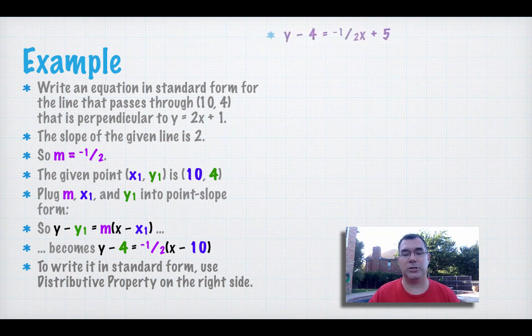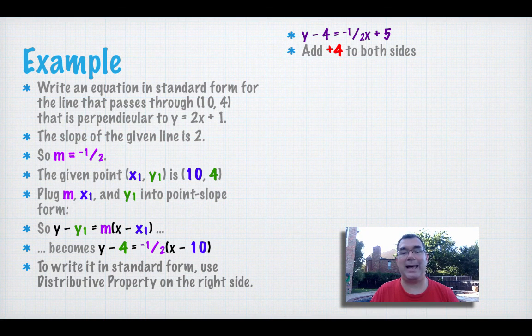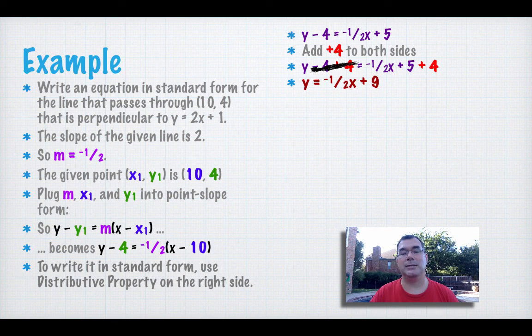Distributive property comes first. So that negative 1/2 on the right is going to be multiplied by those parentheses, x minus 10, so that the negative 1/2 times x is negative 1/2 x, and the negative 1/2 times negative 10 is positive 5. So I have y minus 4 equals negative 1/2 x plus 5. Now I'm going to add 4 to both sides. The negative 4 and the positive 4 on the left cancel out, and the positive 4 and the positive 5 on the right simplify to be 9. So I have y equals negative 1/2 x plus 9.